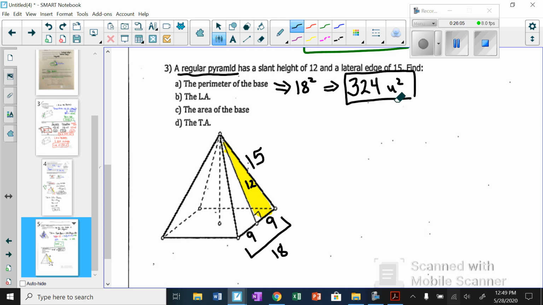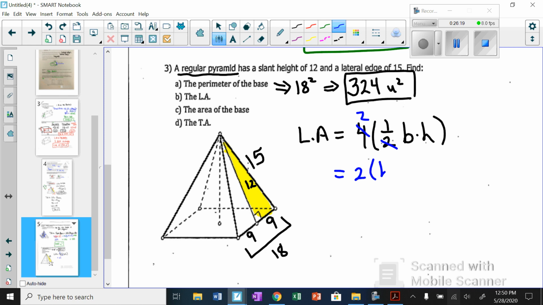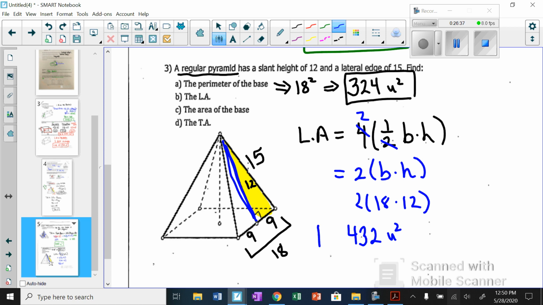Now we want to find the lateral area. Well, remember the lateral area, because it's regular, all 4 of these triangles are congruent. So it's 4 times the area of a triangle. The half and the 4 will multiply down to 2. So we're 2 times base times height. Look at the triangle. The base is 18. The height of this triangle is 12. So we are going to get 432 units squared for the lateral area.